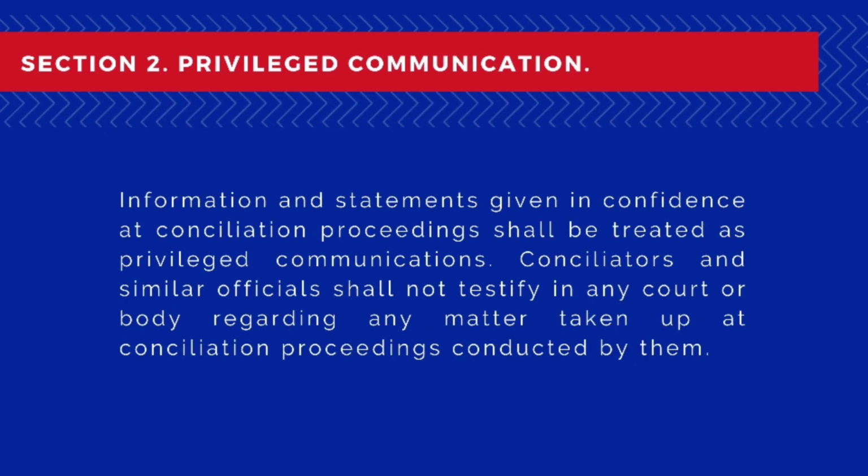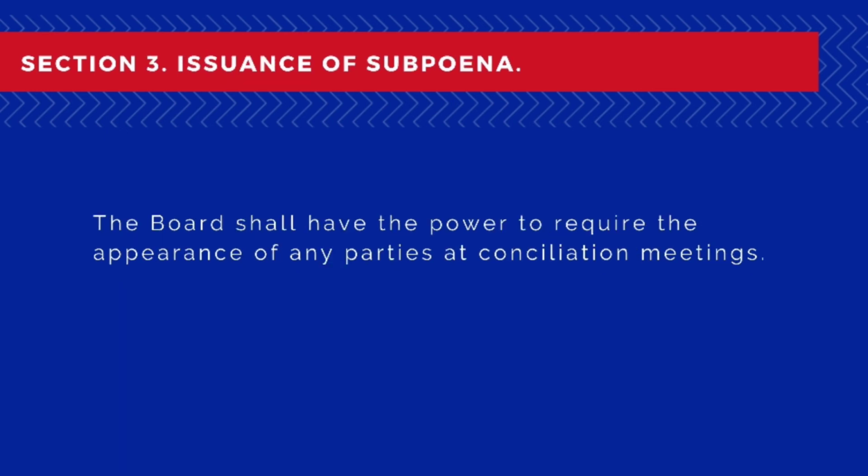Section 2. Privileged communication. Information and statements given in confidence at conciliation proceedings shall be treated as privileged communications. Conciliators and similar officials shall not testify in any court or body regarding any matter taken up at conciliation proceedings conducted by them. Section 3. Issuance of subpoena. The Board shall have the power to require the appearance of any parties at conciliation meetings.